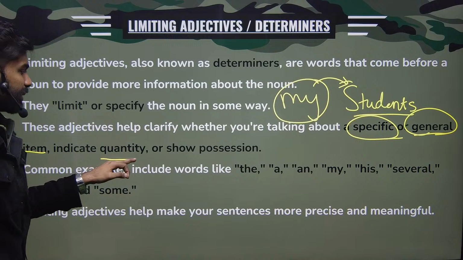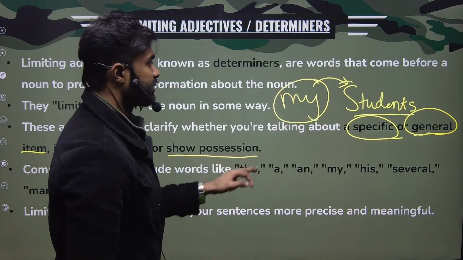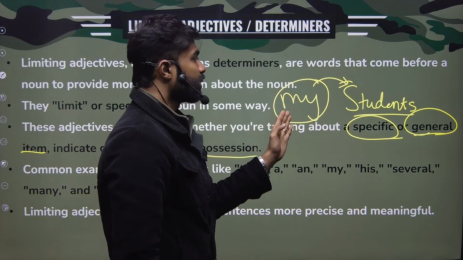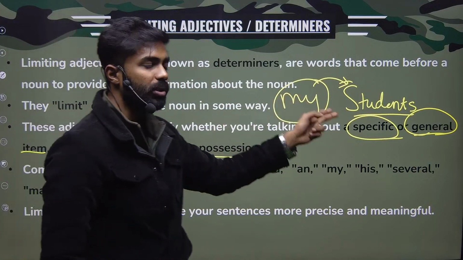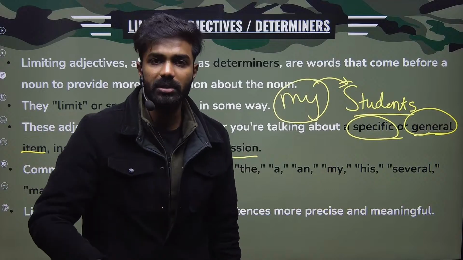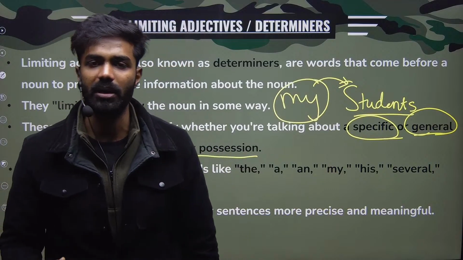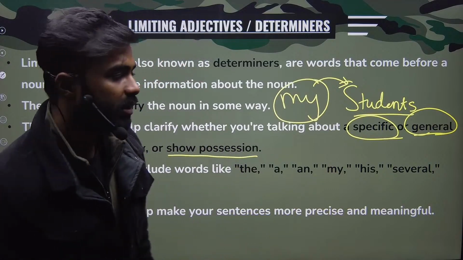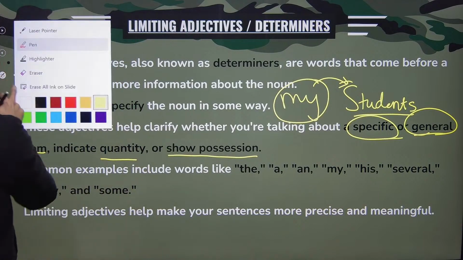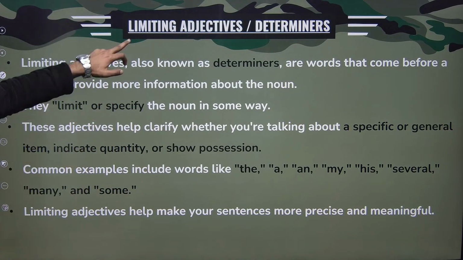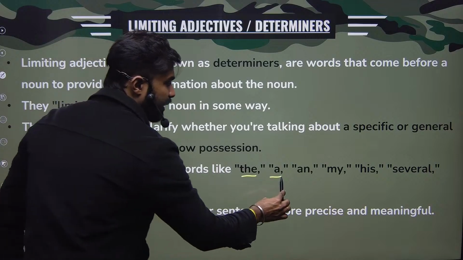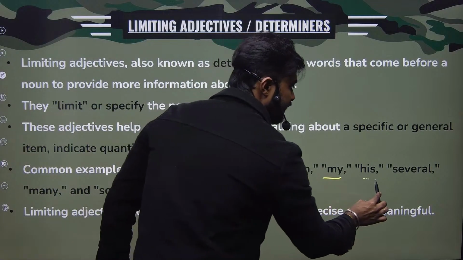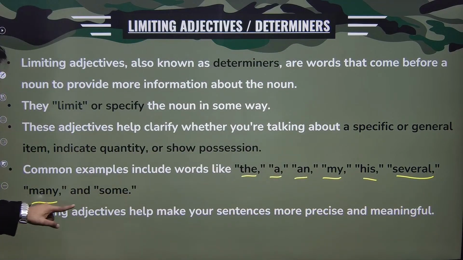Okay. For example, indicate quantity or show possession. What do you mean by possession? Possession means ownership, right? My student means I'm having ownership over them. Not really in the literal sense, but it means that they come under my class. All right. See, for example, limiting adjectives or determiners. Common examples of limiting adjectives and determiners are the, a, an, my, his, several, many, some.